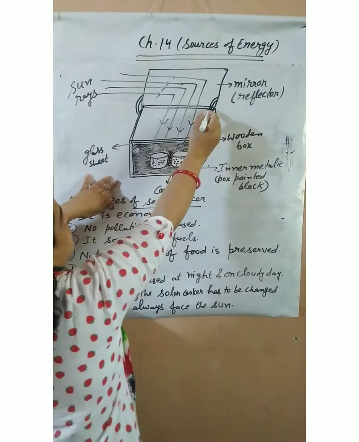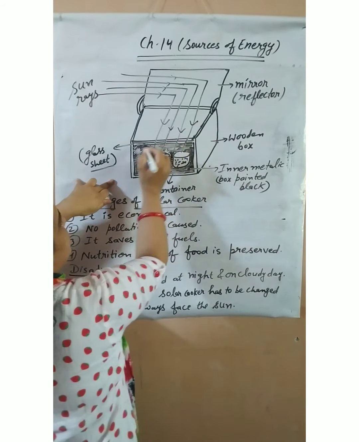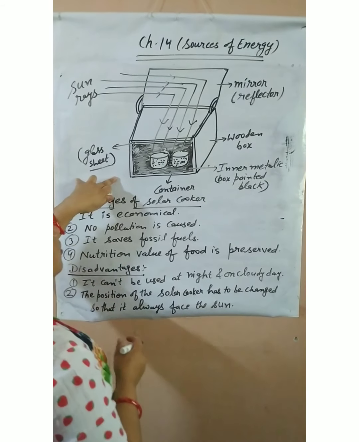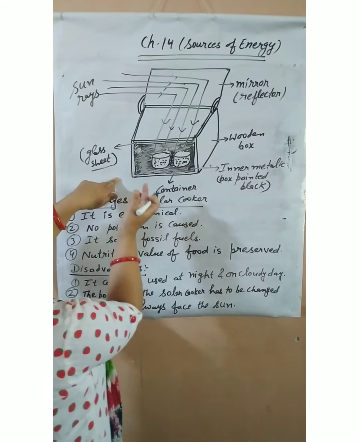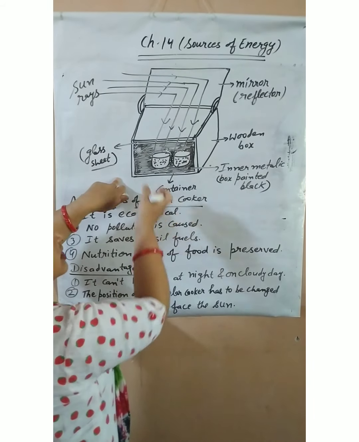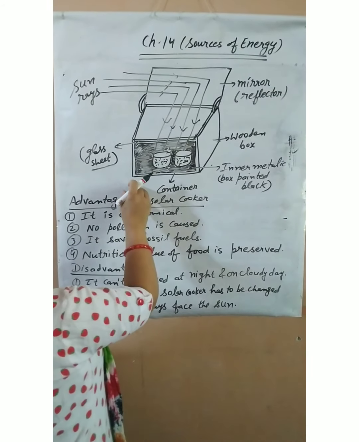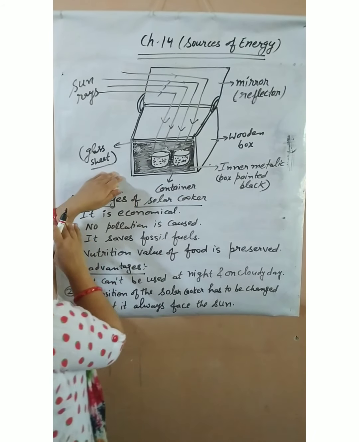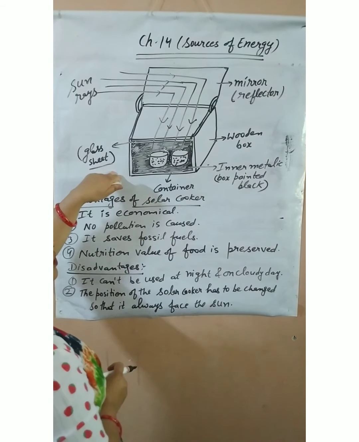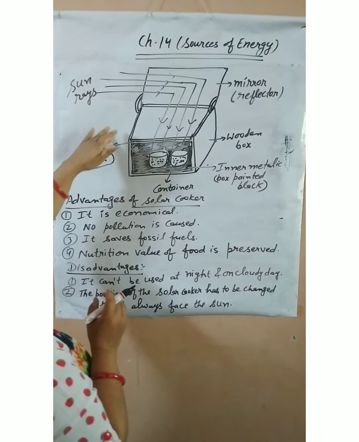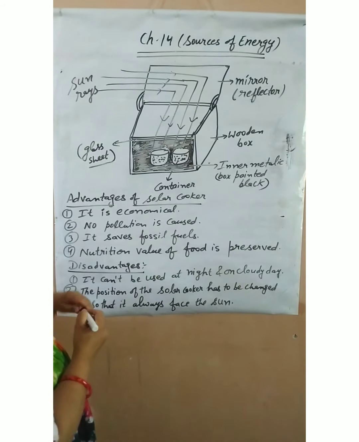Moreover, this wooden box is always covered with a glass sheet. Why is it covered with a glass sheet? Because the glass sheet allows the radiations to enter the box, but does not allow the radiations to escape back into the surroundings. Because of that process, the temperature of the solar cooker increases, and the food kept inside is cooked. So by using these materials we are cooking the food.